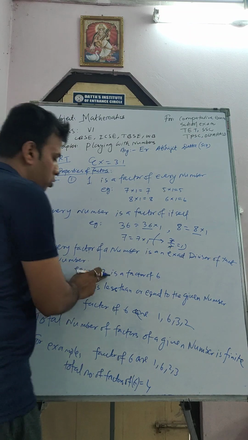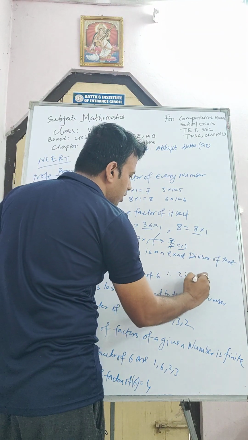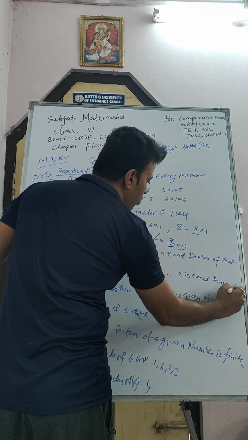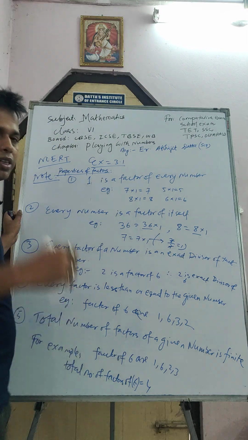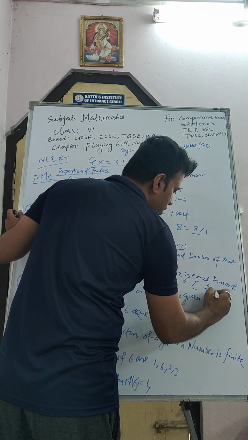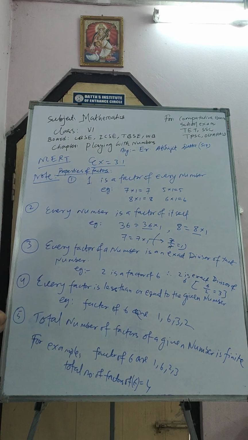So 2 is a factor of 6. Therefore 2 is an exact divisor of what? 6. If you divide 6 by 2, what will you get? You will get 3 as the answer. So it is an exact divisor of the number.